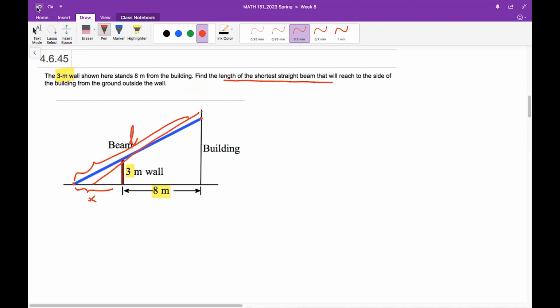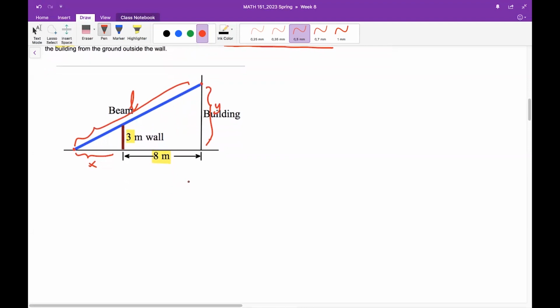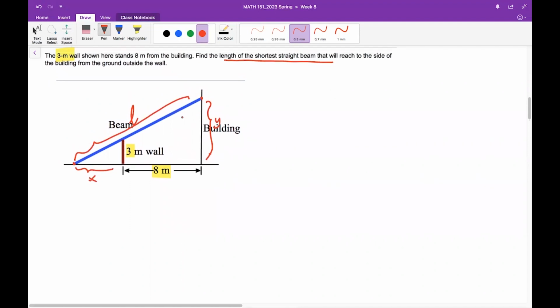Okay, and then let's try to construct a function for L depending on x. Let me also call this part y. And after denoting like this, you understand that we need to use the similarity of triangles, right? To eliminate one of the variables. But first, let's express L in terms of the new variables that we put in our picture. Obviously, from the Pythagorean identity, L squared is (x plus 8) squared plus y squared.